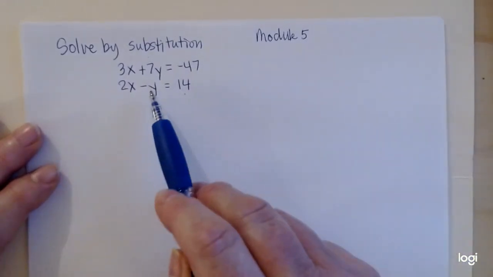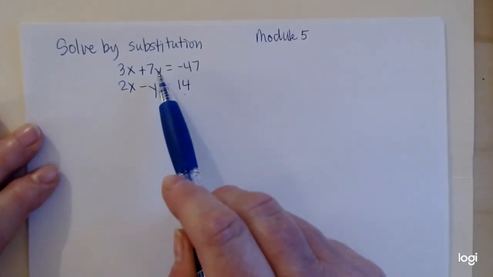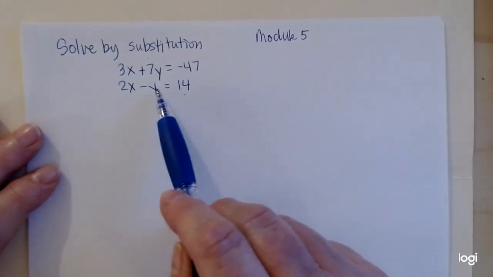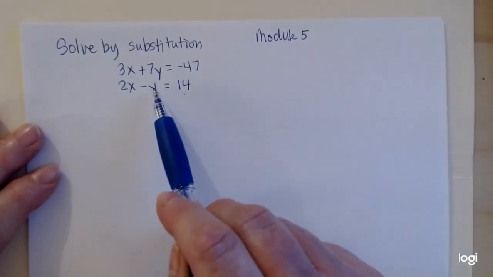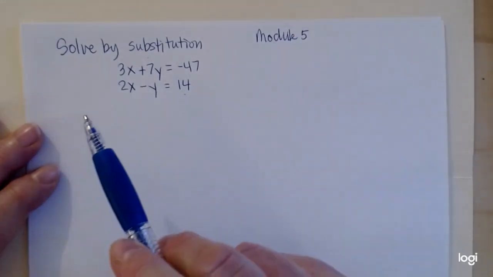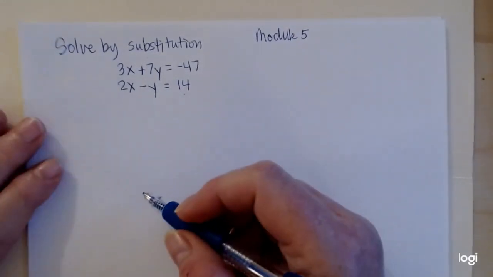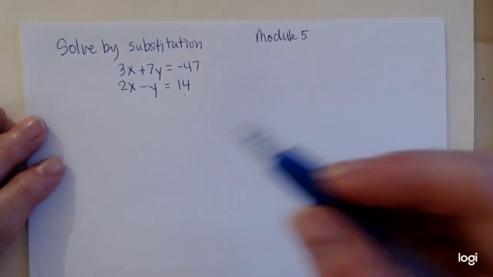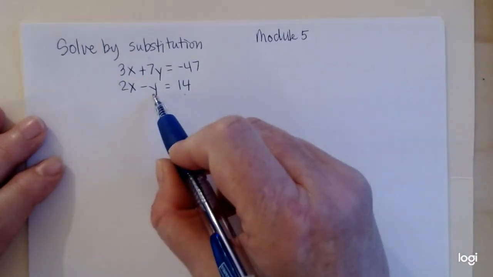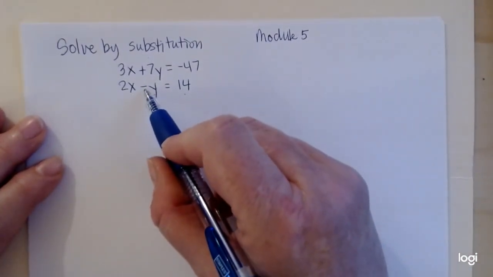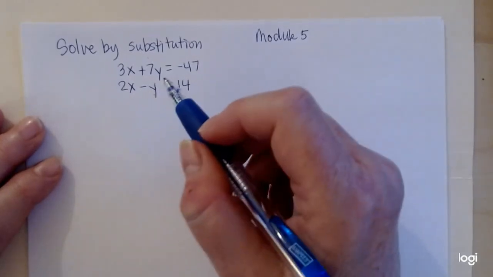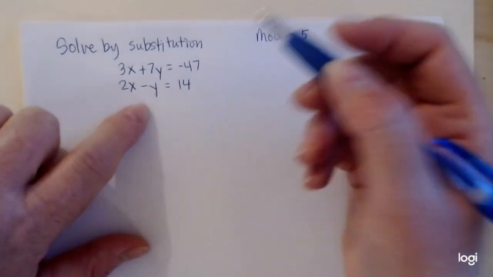To solve by substitution, we need to isolate one of these variables, get it by itself, and then substitute the expression that is equal to that variable into the other equation in place of that variable and solve the resulting equation. I'm going to solve for this y because it's got a -1 coefficient, which is pretty easy to take care of. So I'm going to start here.